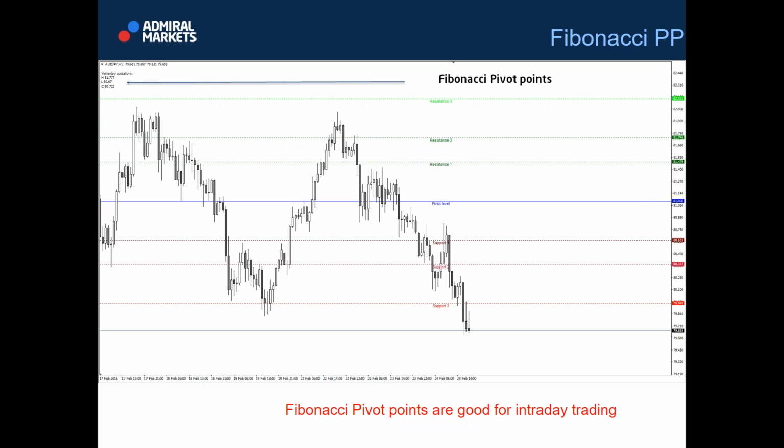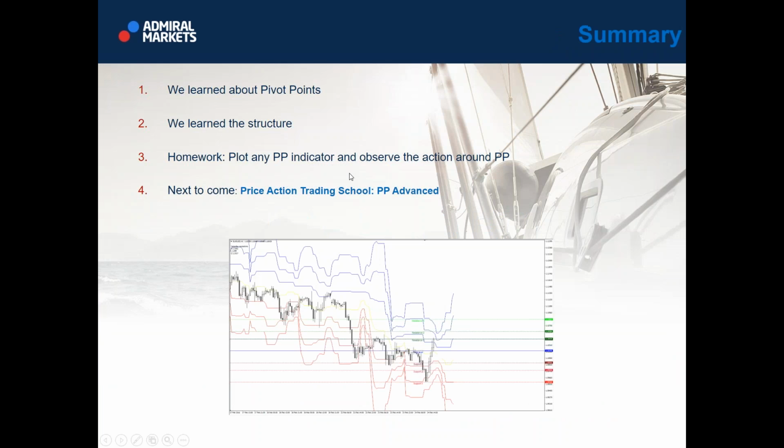Nat is asking, what is on Pivot Point Advanced? Pivot Point Advanced will show you how to trade false breakouts by using pivot points. So you will learn how to spot a false breakout by using pivot points. Okay, so that is the question, that is the answer.